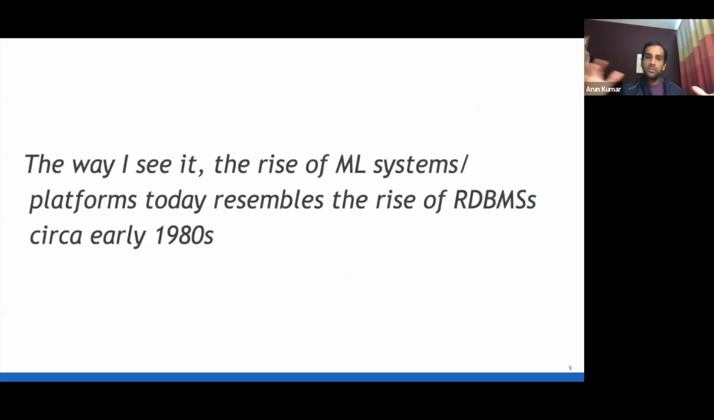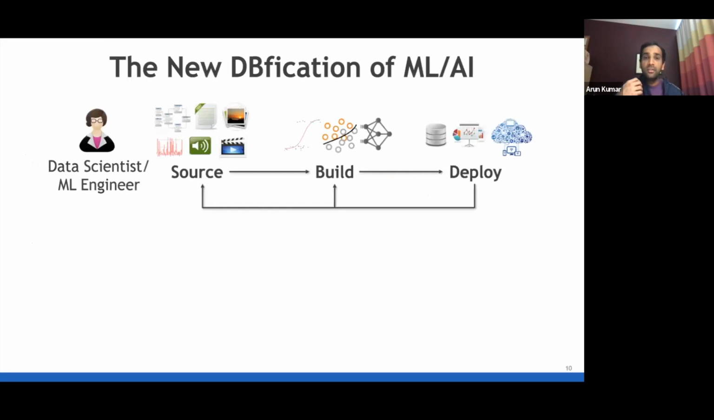The way I see it, this evolution of the rise of ML systems and platforms closely resembles the rise of relational DBMSs as data platforms for relational SQL computation circa the early 1980s. That is what I call the new DBfication of ML and AI. What we did for the relational and SQL world, now we have to do for the ML world across this entire life cycle, make it more practical, more democratized.